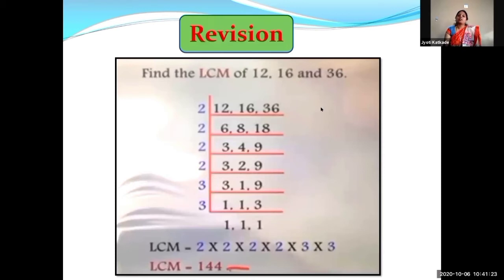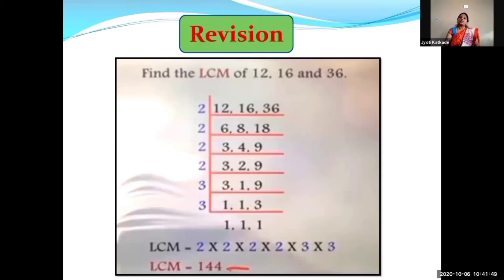Now 6, 8 and 18. These numbers are all divisible by 2. So take 2. 2 3s are 6, then 2 4s are 8 and 2 9s are 18. Now we get the values 3, 4, 9.